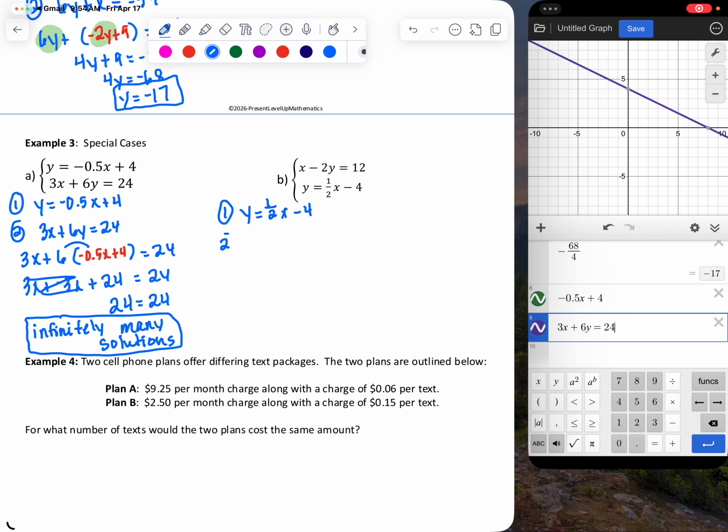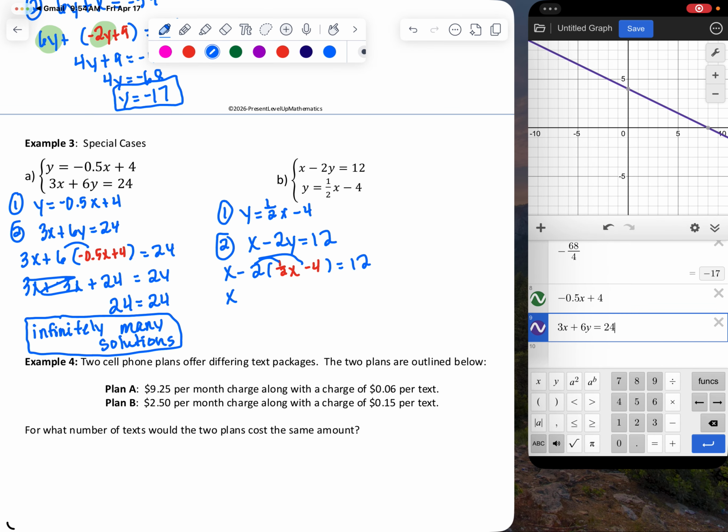In step 2, we'll write down the other equation. And then we'll replace the y with parentheses. Make your parentheses really big. And I'm going to plug in 1/2 x minus 4. So now we'll distribute the -2. Again, be very careful when you're distributing a negative.